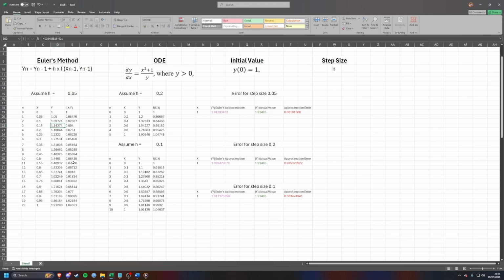As we scroll down, you can see that when x equals 1, the approximate values of y using Euler's method are 1.91293, 1.90948, and 1.91138. This shows how Euler's method progresses with each step from the initial value.